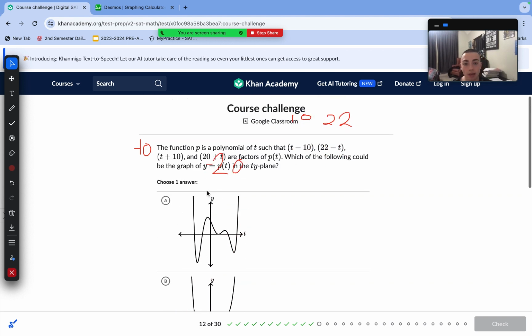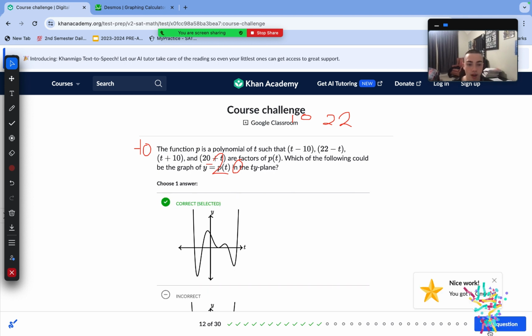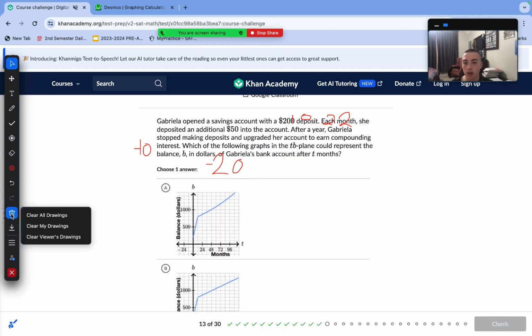It didn't say that there was a limit on the amount of factors, so answer choice A could actually be the graph. It shows x-intercepts at negative 20, negative 10, and 10 and 22. It looks to be another one there, but that is completely fine for this question. On to our next one.